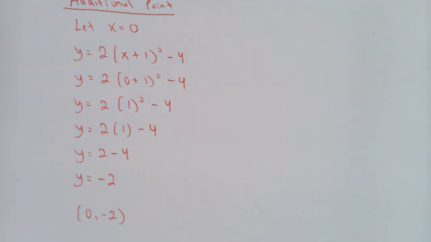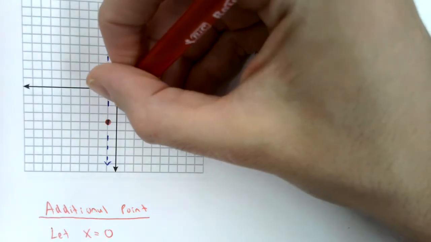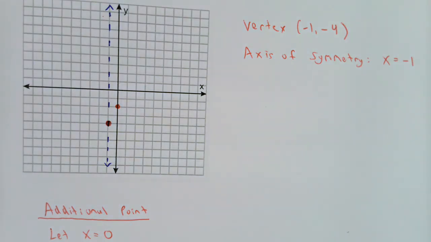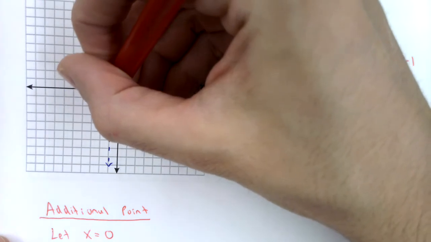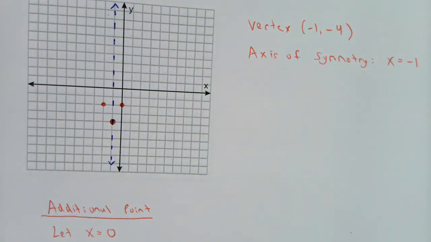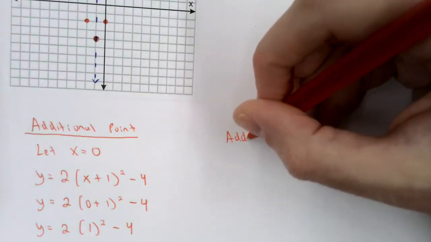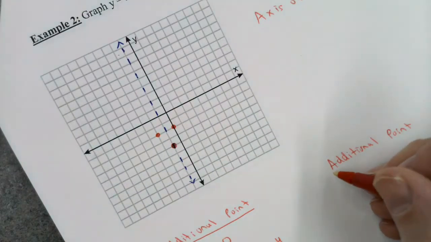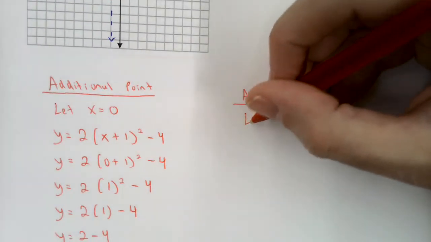So let's graph that, and then let's reflect it. 0, -2 is right there. That point is 1 unit to the right of the axis of symmetry. So let's go 1 unit to the left of the axis of symmetry and plot a point like that. Let's do one more additional point and reflect that. So how about we do x equals 1? Let's let x equal 1.